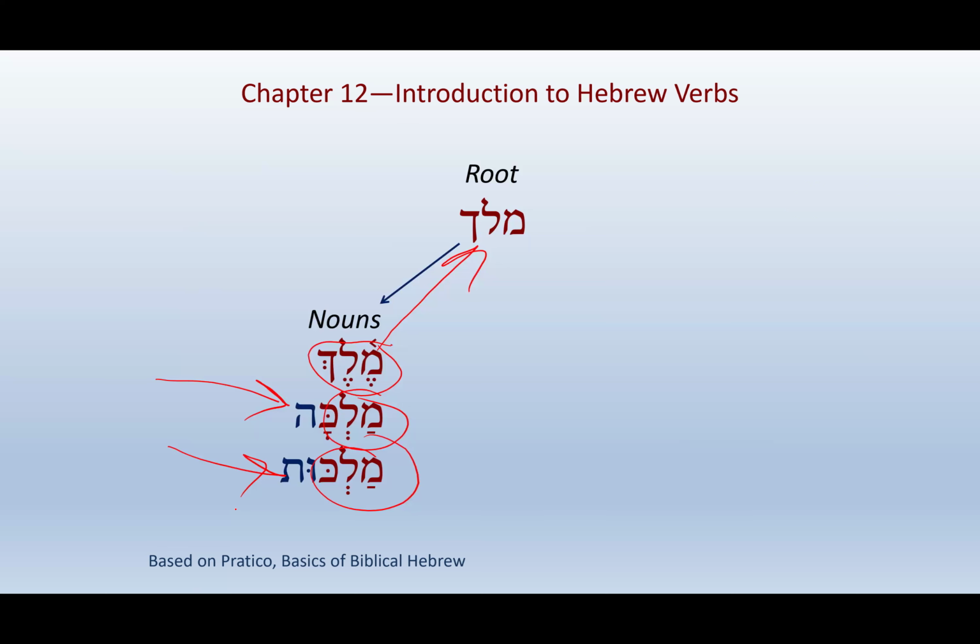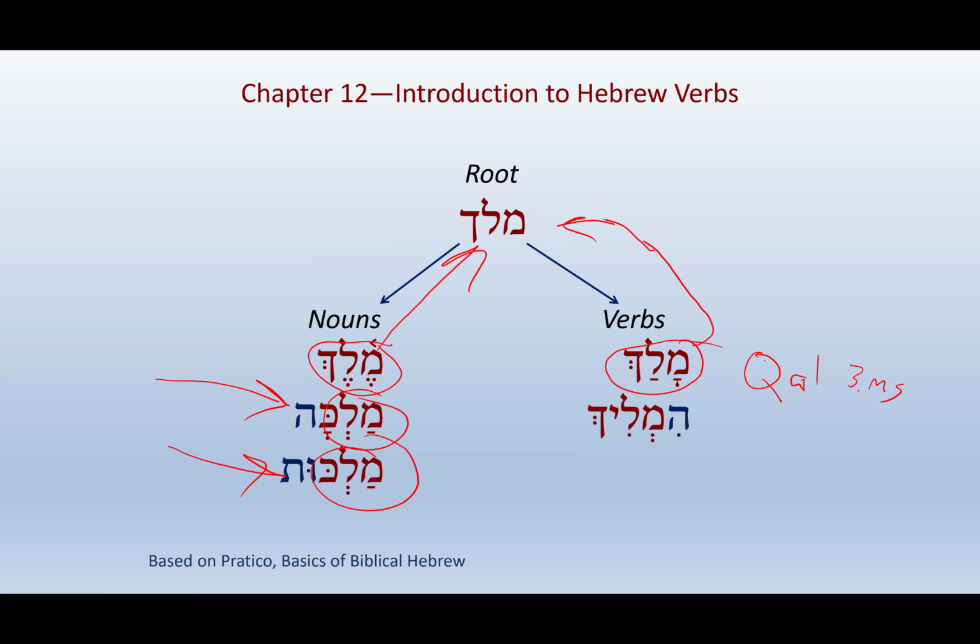Okay, king, queen, kingdom. From that same root, we can also make verbs. And so we get malach. Now this would be the call. I've mentioned that already. The call is the simple form. And most of the time, the call is really closely related to the root. But as a verb, malach means he reigned. And that's actually going to be a third masculine singular form, he reigned.